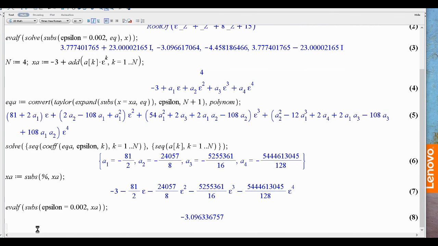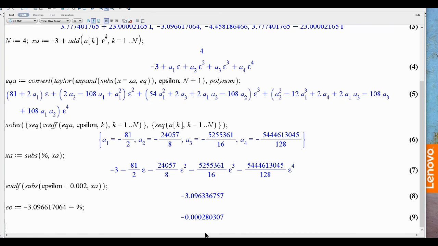And you see I get minus 3.0963. Here I had minus 3.096. You see, so the difference from 3 is captured quite accurately. Okay, what is the error? The error, let me take the error. Okay, so let me take this one here, and I'll say EE is equal to that minus the previous. Okay, so this is the error. Okay, remember that this is the error.